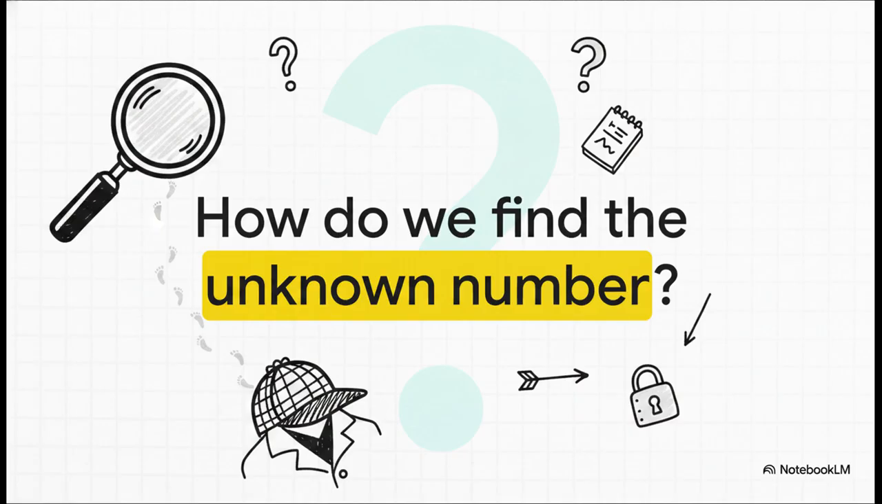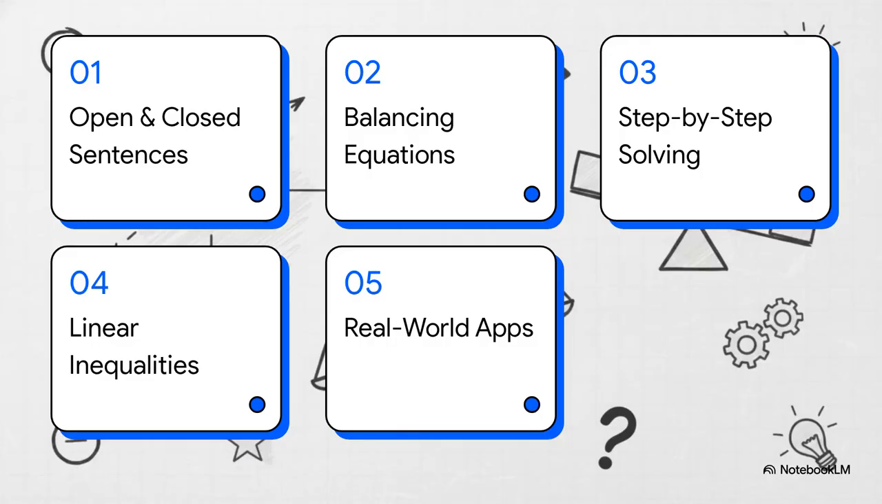It's a fascinating question. Our source material basically frames this like a detective story. We get a set of clues and we need a reliable, repeatable method to follow that trail and find our missing suspect. Here is our roadmap for today. 1. Open and closed sentences. 2. Balancing linear equations. 3. Solving equations step by step. 4. Understanding linear inequalities. And 5. Real-world math applications. Let's get into it.